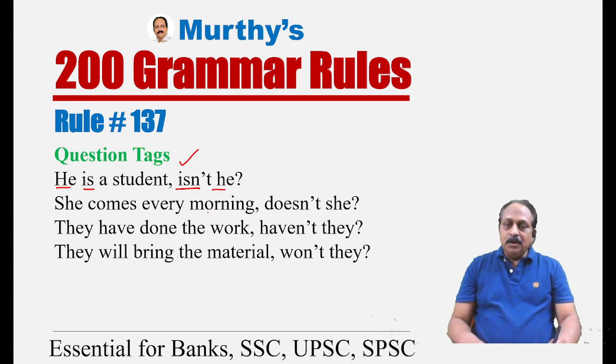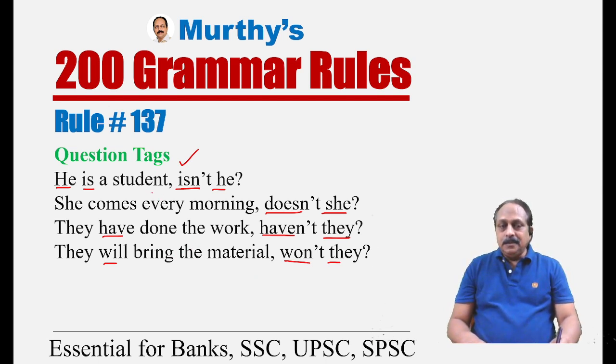She comes every morning. Present tense affirmative. What is the appropriate helping verb? Does. She comes every morning. Does not. Short form doesn't. She. They have done the work. What is the helping verb? Have. Have not. Short form haven't. And the subject, they. They have done the work, haven't they? They will bring the material. Will is a helping verb. Will not. Short form won't. Won't they?